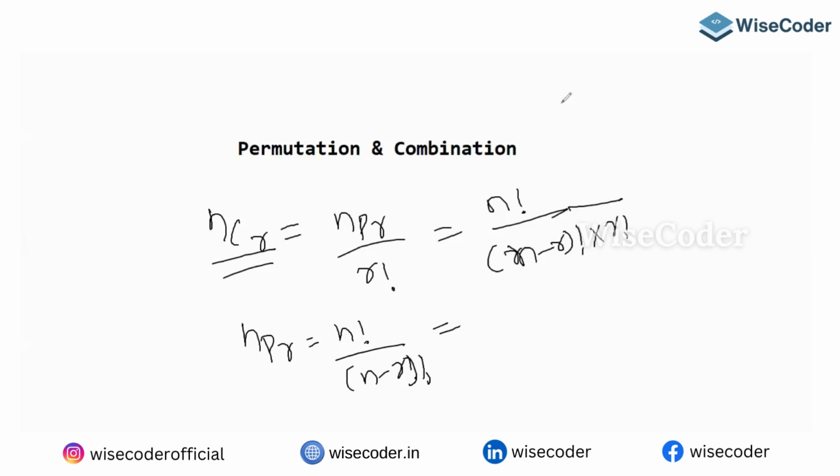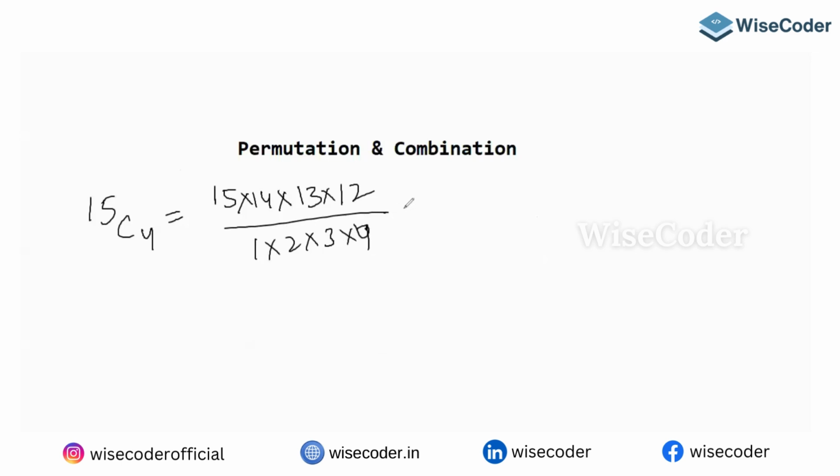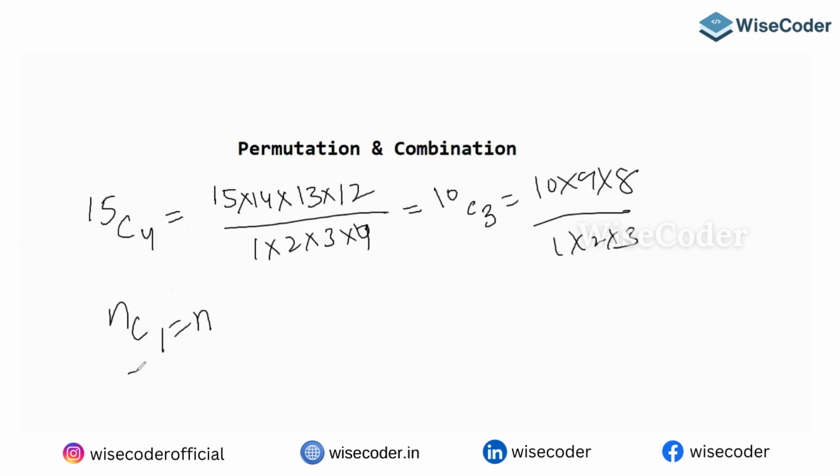For your better understanding, let me write 15C4, which means 15 into 14 into 13 into 12 by 1 into 2 into 3 into 4. Or you can write this as 10C3, which is 10 into 9 into 8 by 1 into 2 into 3. Okay, you can say NC1 is equal to N.